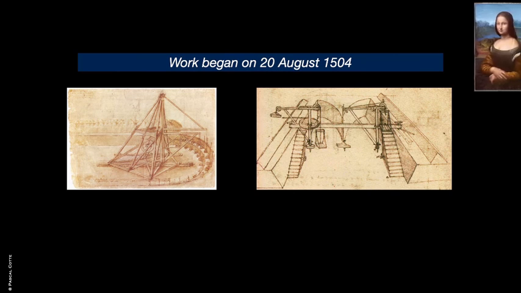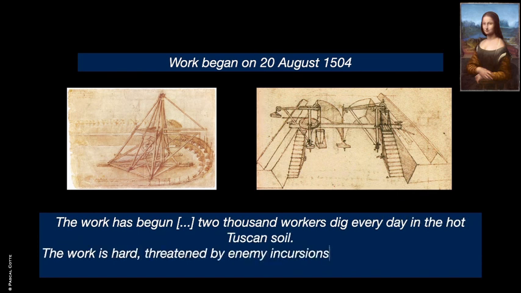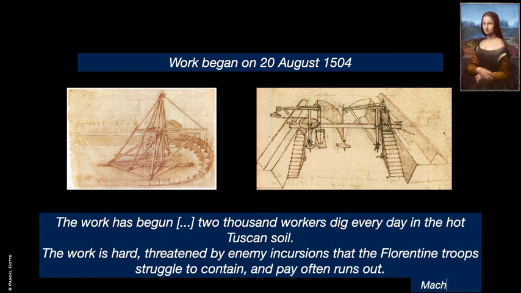During this time, he probably continued to paint Lisa Gherardini, projecting into the landscape his imagination of a valley of the Arno transformed by the hand of man. Machiavelli's letters read, "The work has begun, 2,000 workers dig every day in the hot Tuscan soil. The work is hard, threatened by enemy incursions that the Florentine troops struggle to contain, and pay often runs out."